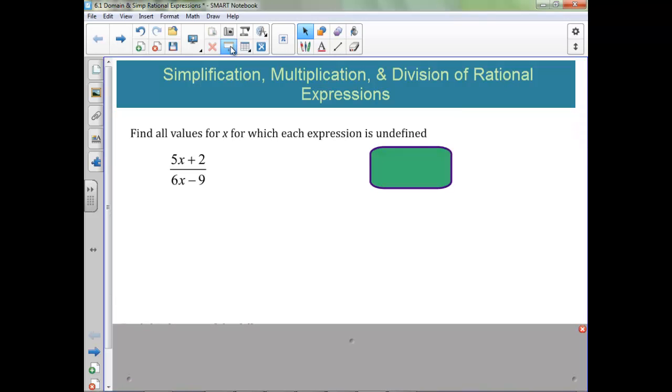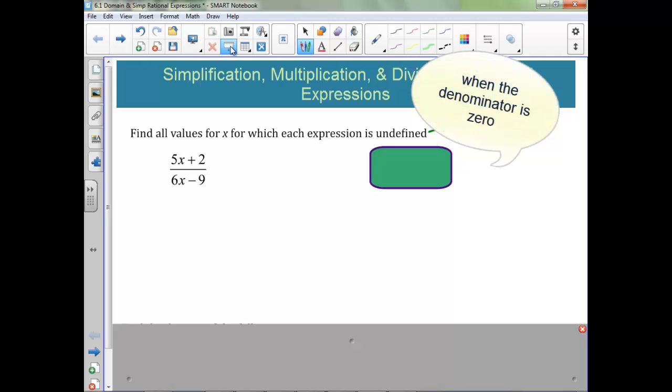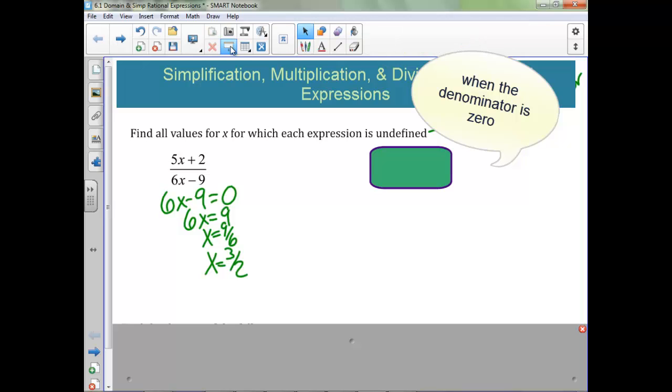So we're going to start with figuring out which values of x are going to make these expressions undefined. Now remember, they're undefined when your denominator is 0. So we need to figure out which values of x will make our denominators 0. So we can just take our denominator and set it equal to 0. So if we use 3/2, that's going to make our denominator 0, which would then make our expression undefined.